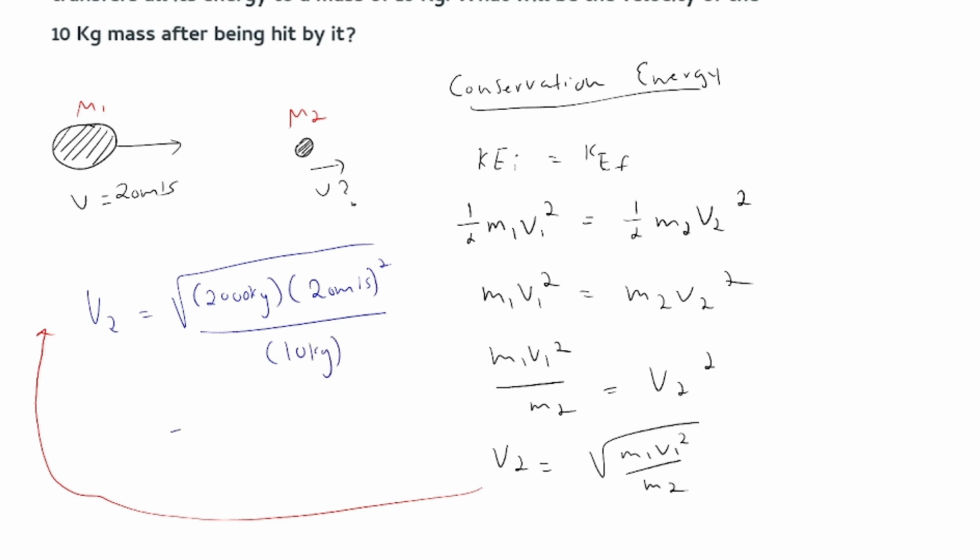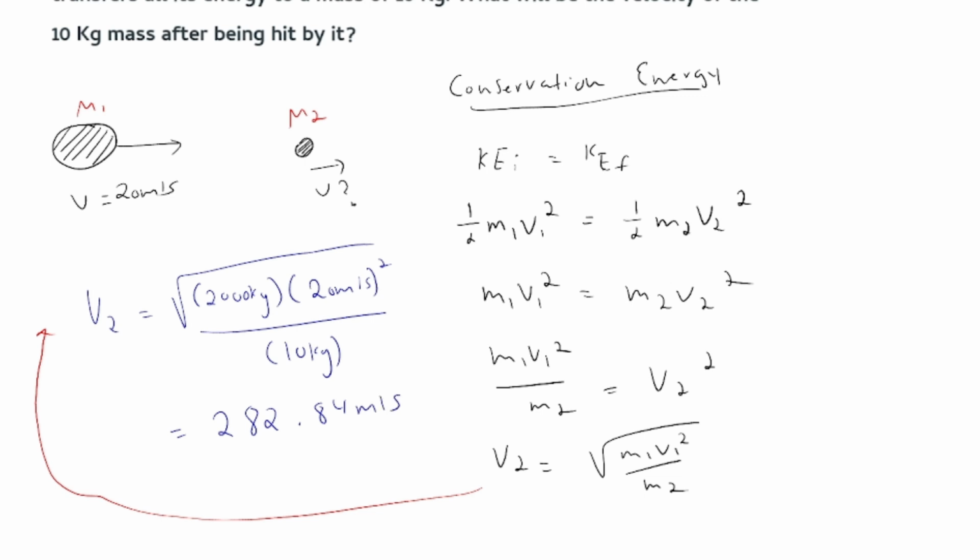Now let's calculate it. You can use a calculator for this. So it would be 2,000 multiplied by 20 squared. Then you divide that by 10, and then you take the root of that. That should give you an answer of 282.84 meters per second.